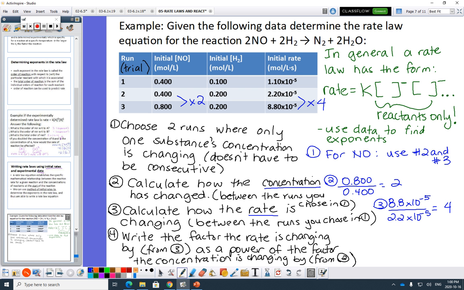So 4 and 2 are numbers that are closely related. So again, it has to work. So if it's 3, then it would be 9 or 27. Okay, so if it's not something that is a multiple of the other number, then again, you've made a mistake. Go back and check again that you've used the right trials. So maybe you've chosen one where more than one concentration is changing or something like that.